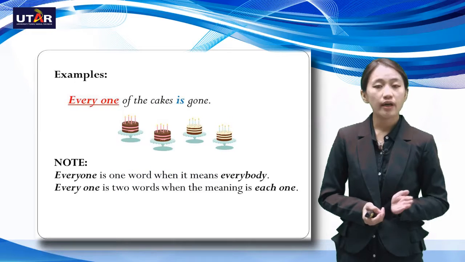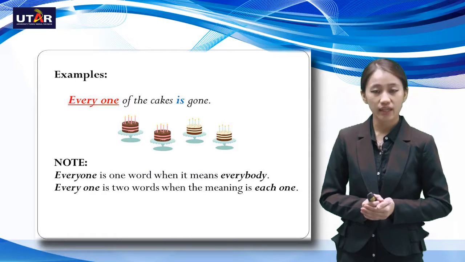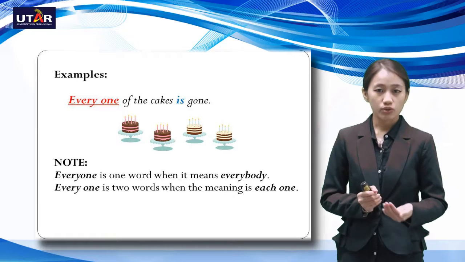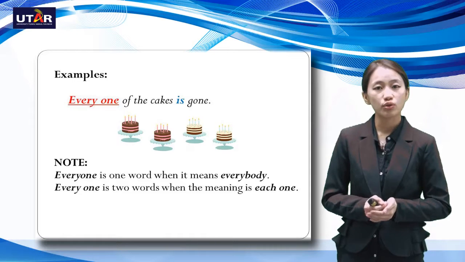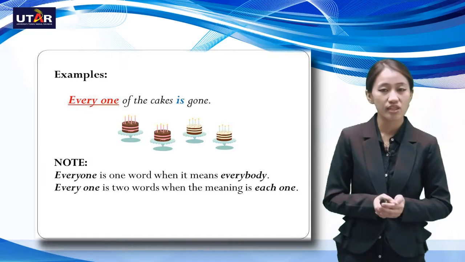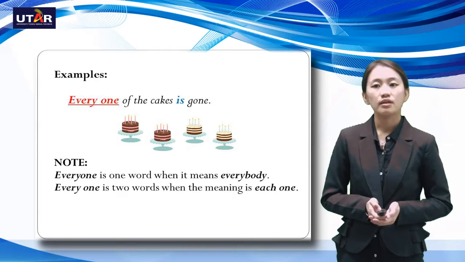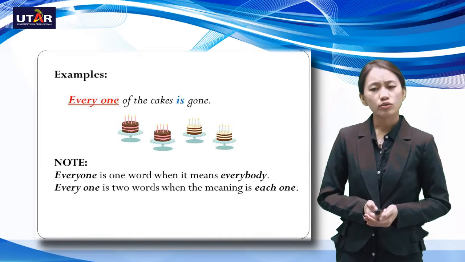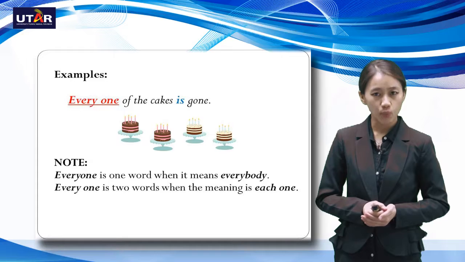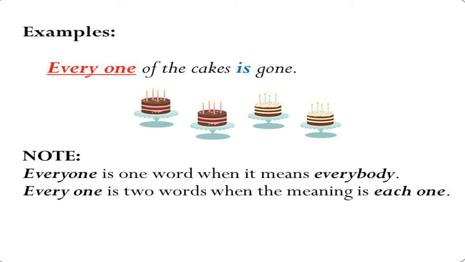Another example would be every one of the cakes is gone. So again, even though cakes are considered plural, but I'm referring to for each set of those cakes, every one is gone. Now do take note of everyone as in one word. It actually refers to everybody, whereas every one, where it is separated, it is actually considered as each one.